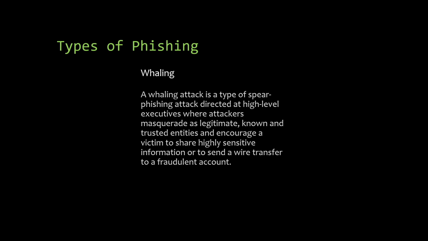Now, the last type of phishing attack that we will be talking about is whaling. Whaling was also considered a type of spear phishing where attackers masquerade as legitimate and trusted entities and then encourage the victim to share highly sensitive information. In this attack, the hackers mostly mimic a known person with high status, such as the CEO of an organization or a celebrity. Now, enough with the meanings and other information, and let's go talk about how phishing works.